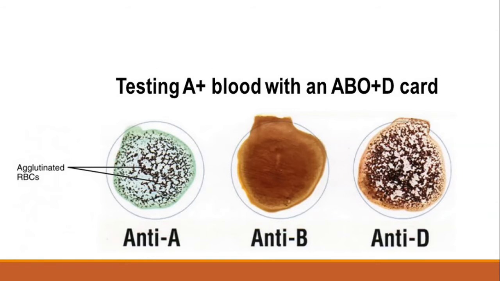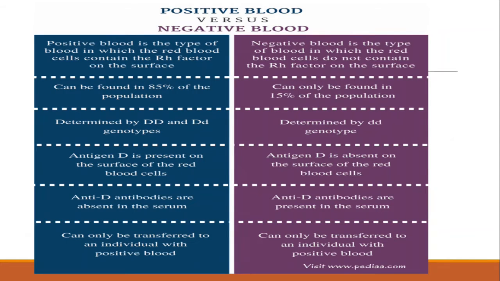So if the sample were A negative, then when treated with anti-D antibody, no clump would be formed. But here, when treating with anti-D antibody, we are observing clump formation, agglutination. So we are pretty sure that this blood group is A positive. This is testing for A positive blood, or RH positive. Positive blood versus negative blood means RH positive and negative.